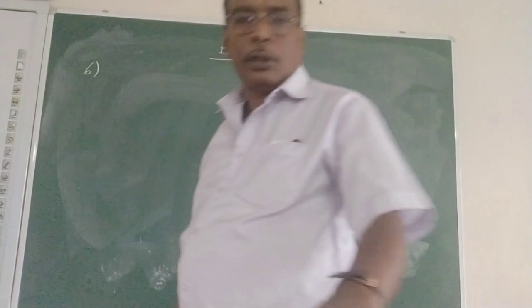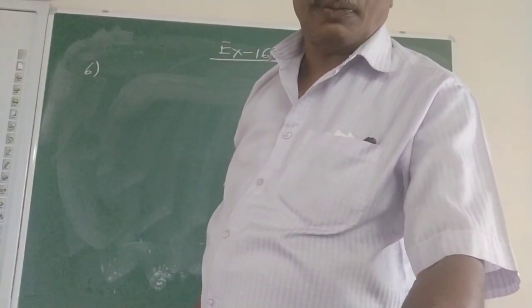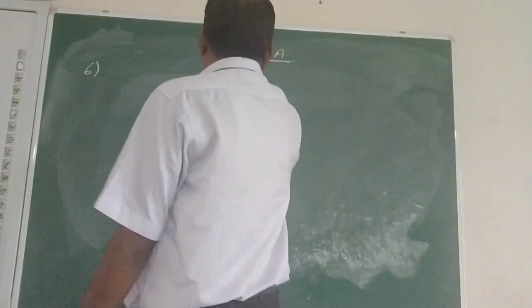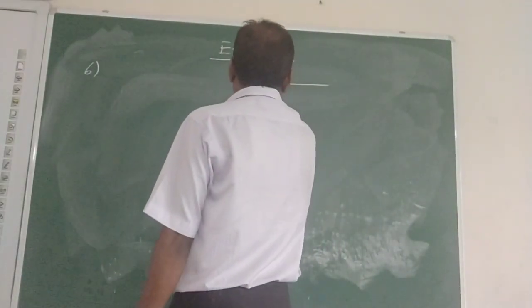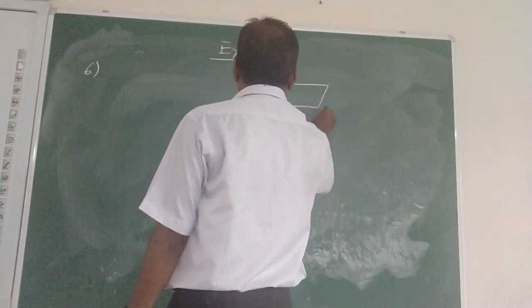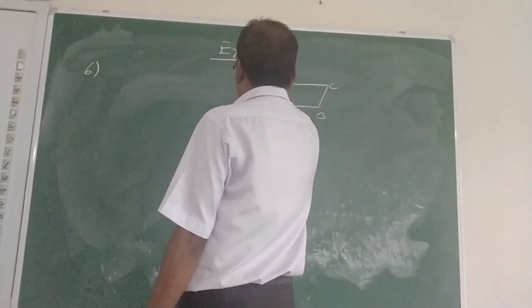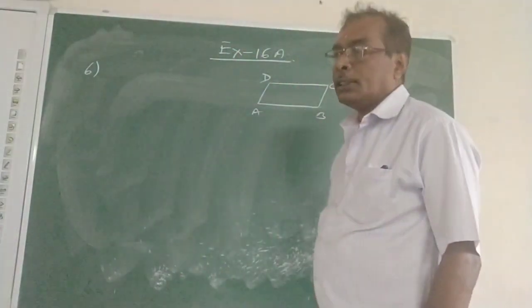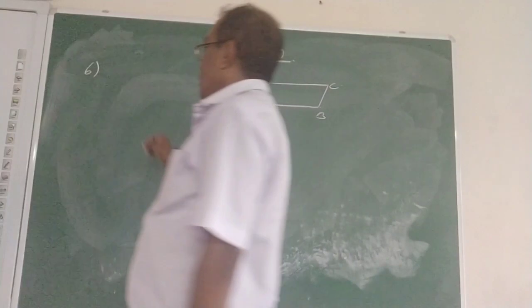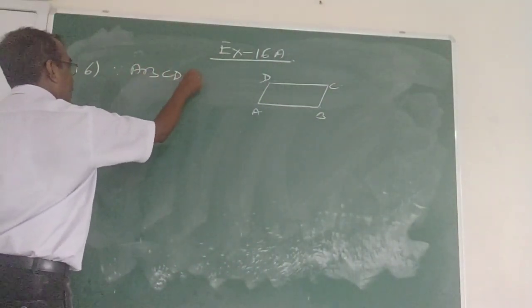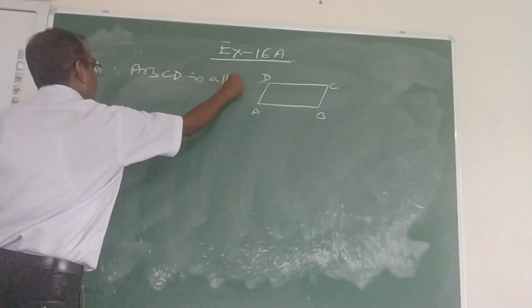Question number 6. If two sides of a parallelogram are in the ratio of 5:3. Suppose ABCD is a parallelogram, it is given. ABCD is a parallelogram. It is given the two sides are in the ratio of 5:3. Since ABCD is a parallelogram.